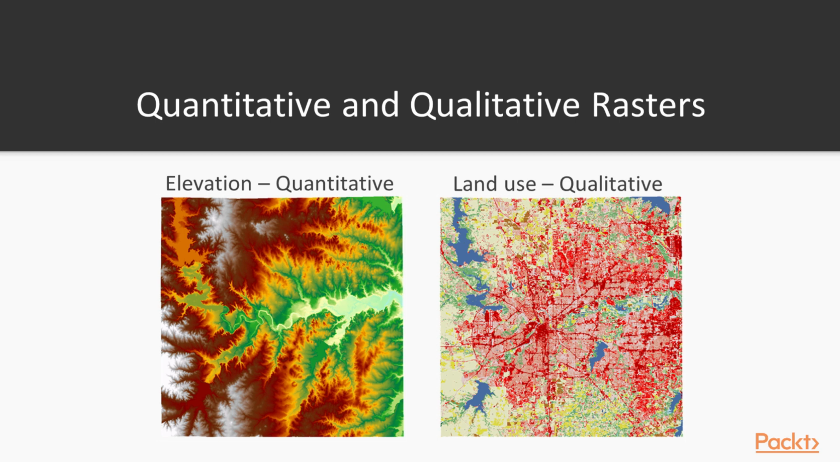The land use raster to the right is an example of a qualitative raster, in which the grid cells represent nominal information. That is information that you're not going to do mathematical operations on, but rather that represent categorical information, such as urbanized area or water or agricultural area, and shows those variations around the county.